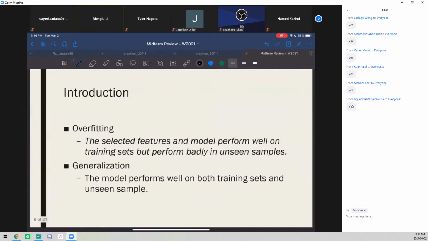Okay. There are two important definitions. The first one is overfitting. Overfitting means our selected features and model perform well on the training set, but perform badly on unseen samples, which we don't want. The second definition is generalization. It means the model we choose performs well on both the training set and the unseen samples. That's what we want. Therefore, we want our model to have generalization, not overfitting.